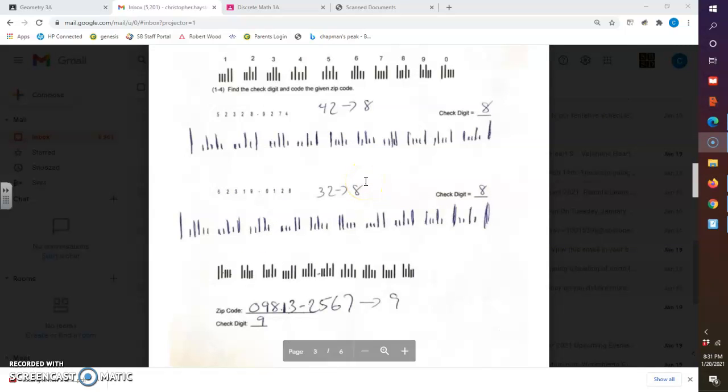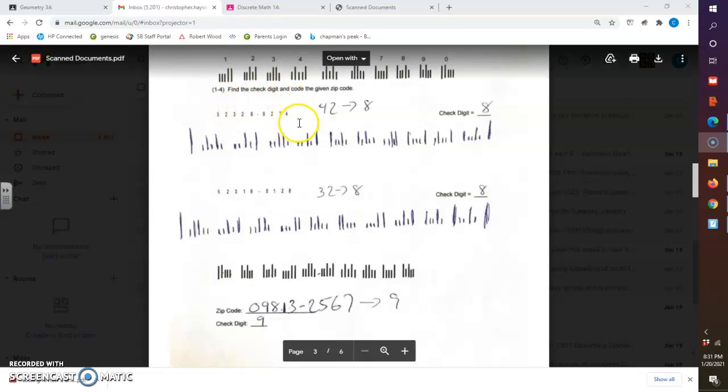Now for the newer stuff, you're going to be asked this two ways. You're going to be given a zip code. Your job is to add them up. In this case, it's 42. And my next multiple of 10 is 50. So what do I do to 42 to get to 50? I add 8. So my check digit is 8.